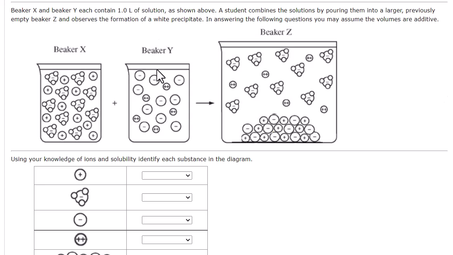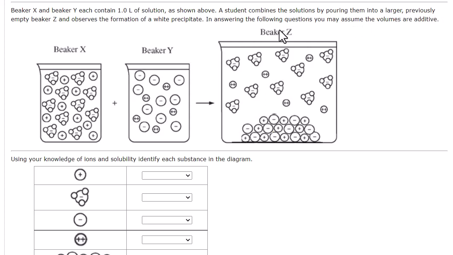X and Y each contain 1 liter of solution. So we've got 1 liter here, 1 liter here. A student combines the solutions by pouring them into a larger, previously empty beaker Z, that's what we have here, and observes the formation of a white precipitate. In answering the following questions, you may assume the volumes are additive.